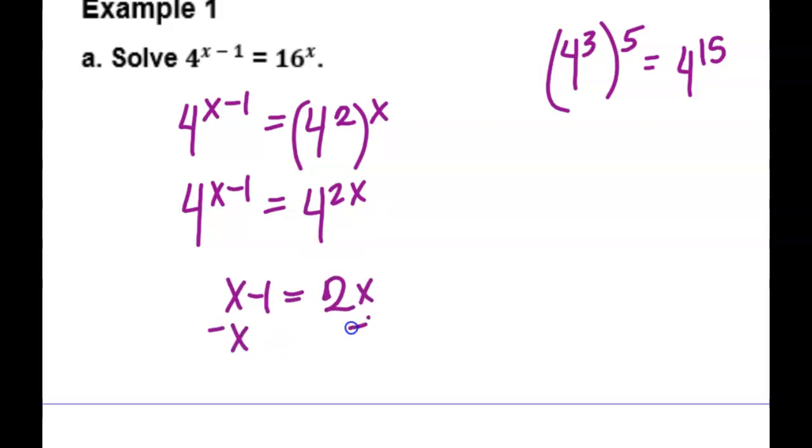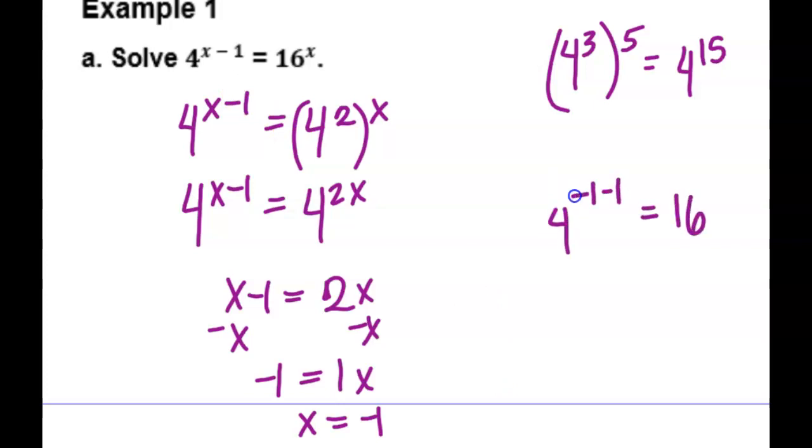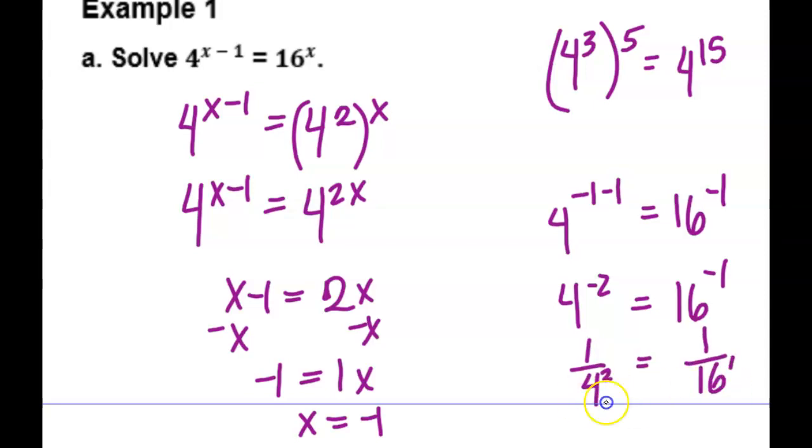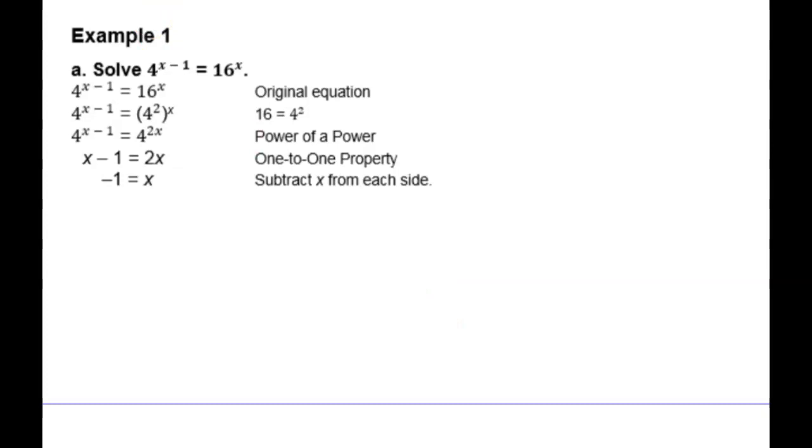If we solve, everybody good? So if you put that back in, you don't have to do this. I just want to show you that it works. 4 to the negative 1 minus 1 equals 16 to the negative 1. Well, 4 to the negative 2 equals 16 to the negative 1. I'm hoping you're getting the idea with the negative exponents that it belongs in the denominator. So this is a 1 over 4 squared. This is a 1 over 16 to the first. Is that true? Okay, just trying to review those properties of exponents.